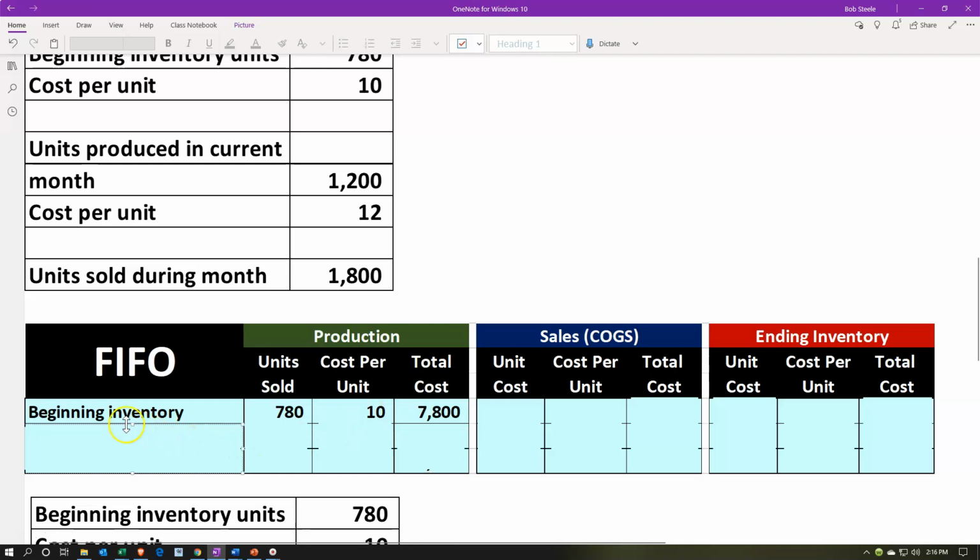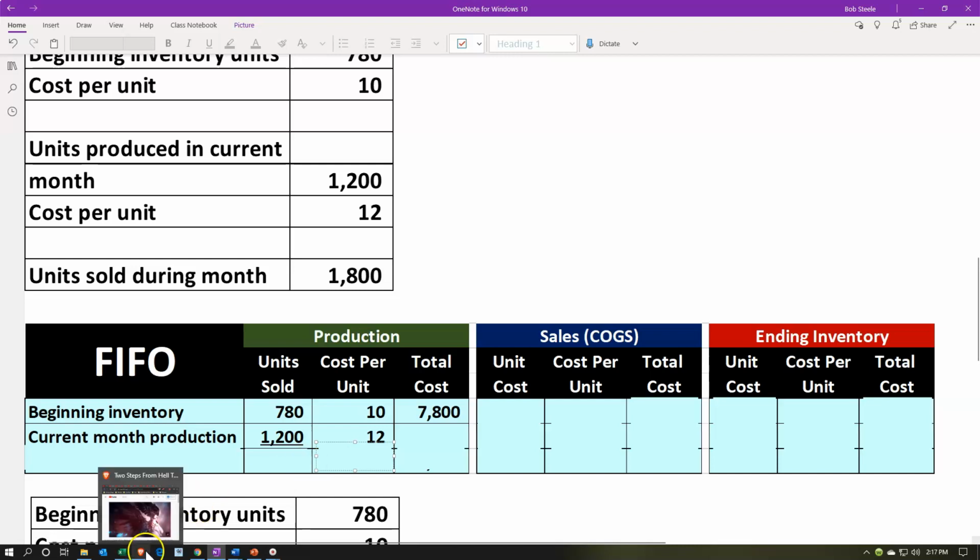So then we're going to say that we had what we produced in the current month. We produced another 1,200 units. It would be similar if we just basically purchased the material or the inventory that we would then sell in a retail versus manufacturing type of company. They cost now $12, and $12 times 1,200 is going to give us that 14,400. So notice they have increased in price now.